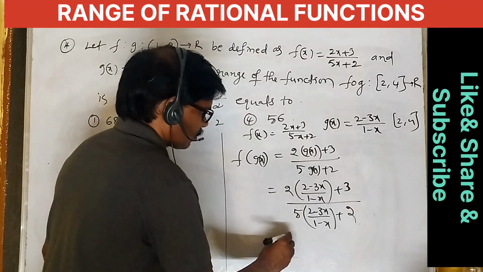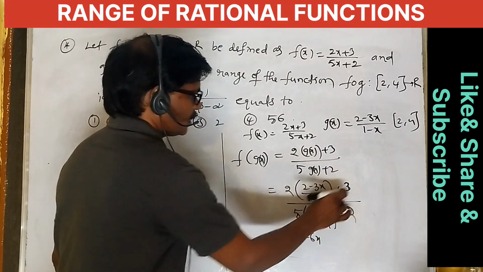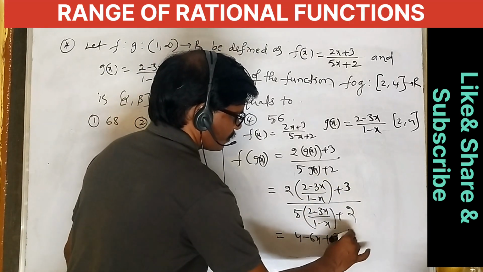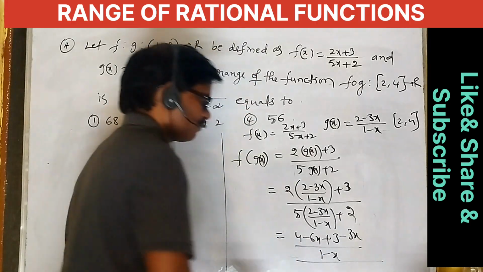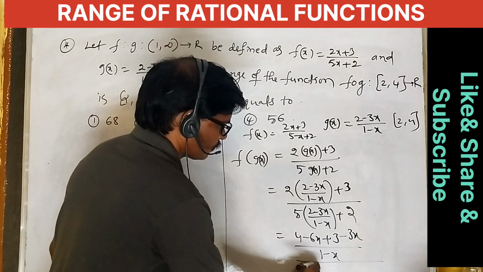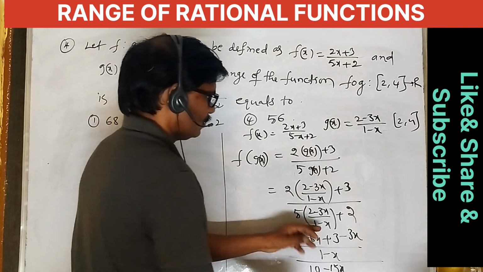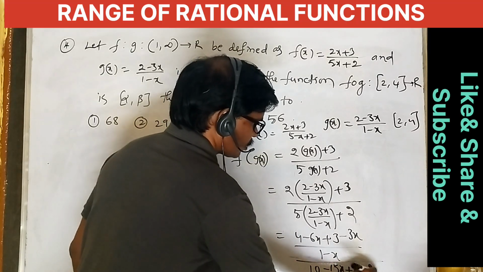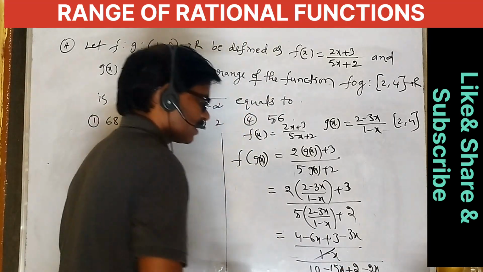2 into 2 equal to 4 minus 6x. Okay, LCM means this is plus 3 minus 3x by 1 minus x. Next here also same, 5 into 2 is equal to 10. 5 3s are 15x. Next 1 into 2 into 1 is equal to plus 2. Next minus 2x by 1 minus x. 1 minus x is cancelled.